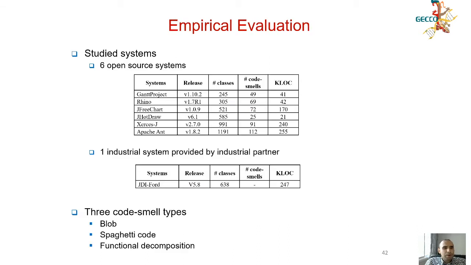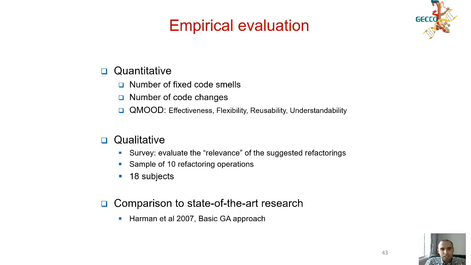For our evaluation, we used 6 open source systems: Gantt Project, Rhino, GFreeChart, and GHODRO, as well as Xerces and Apache. We also evaluated our approach with one project from our industrial partner. We considered three code smells: the blob, spaghetti code, and functional decomposition. We also use the quantitative and qualitative evaluation.